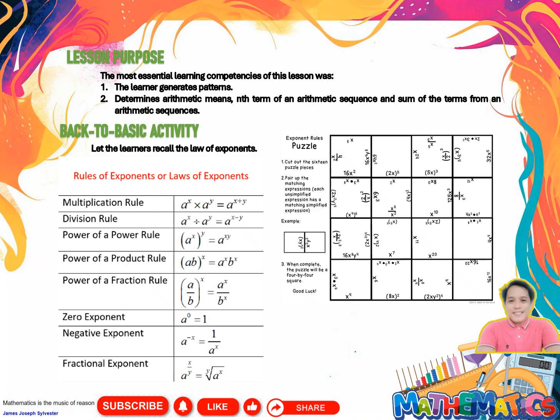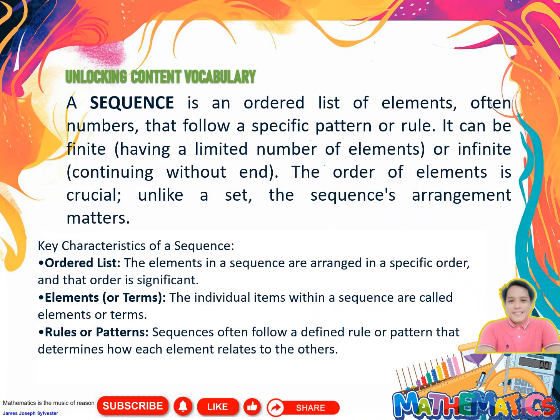From that, we have the back to basic activity. So the learners recall the law of exponents. And we also do the puzzle, which is the exponent rules puzzle. For the unlocking content vocabulary, I discuss in the class the word sequence and the characteristics of a sequence.